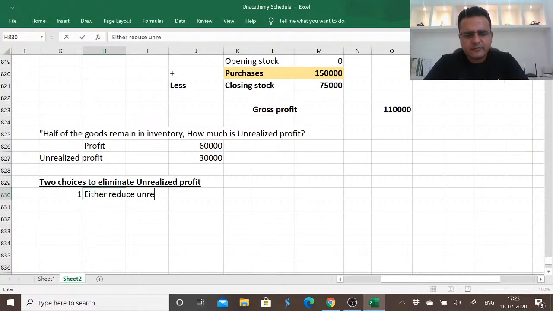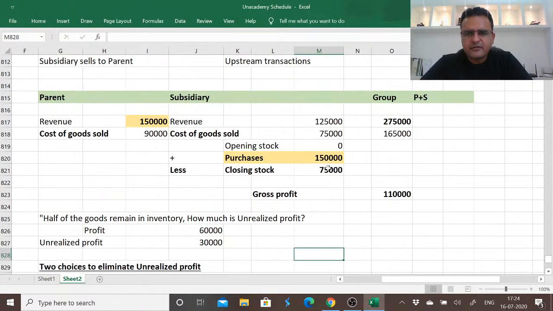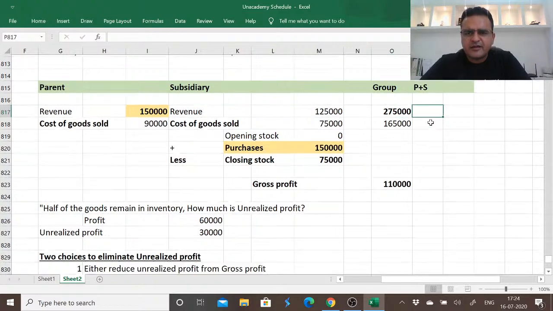reduce unrealized profit from gross profit, or, not both, increase the cost of sales by the unrealized profit amount. Increase the cost of sales by the unrealized profit amount. So if you have to treat this, the first thing is we have to eliminate the intra-group transaction.